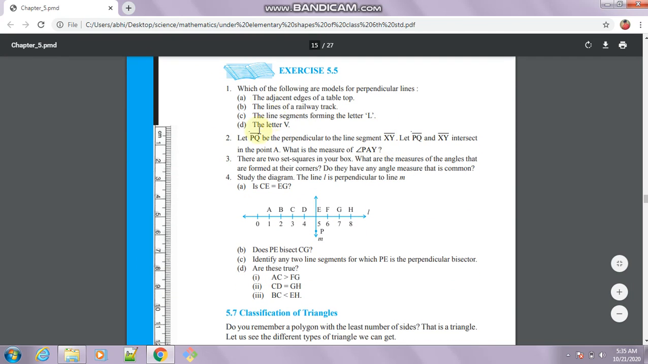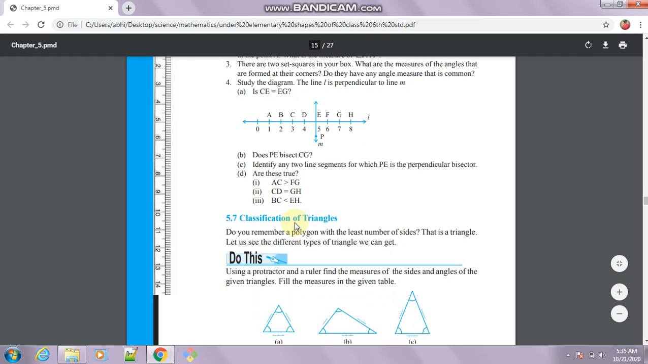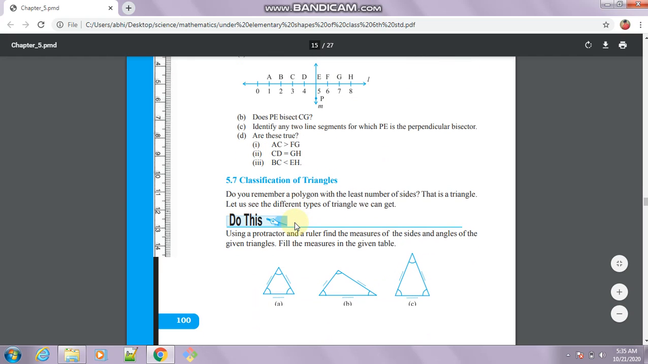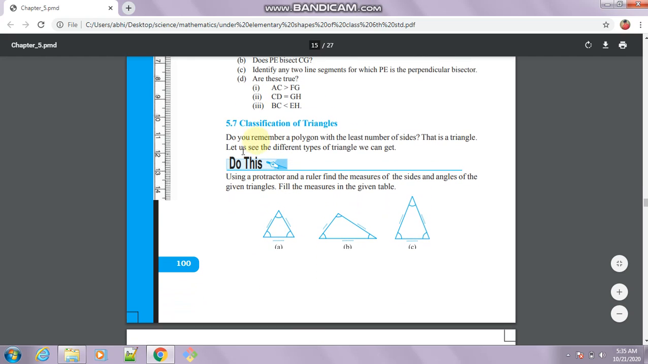Okay, students. Which of the following are perpendicular lines adjacent to the top of the table? This and all, I'll be solving and telling you. Every exercise I'll be clarifying for you. Now we'll move to the classification of triangles. This is very important in this chapter.